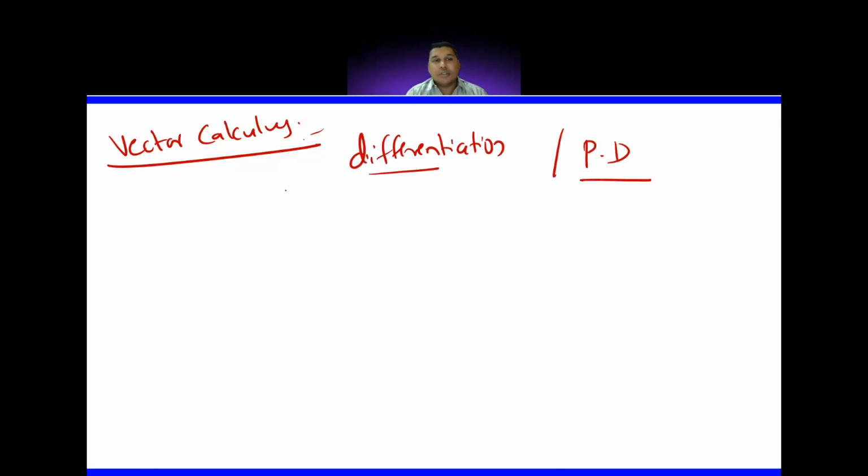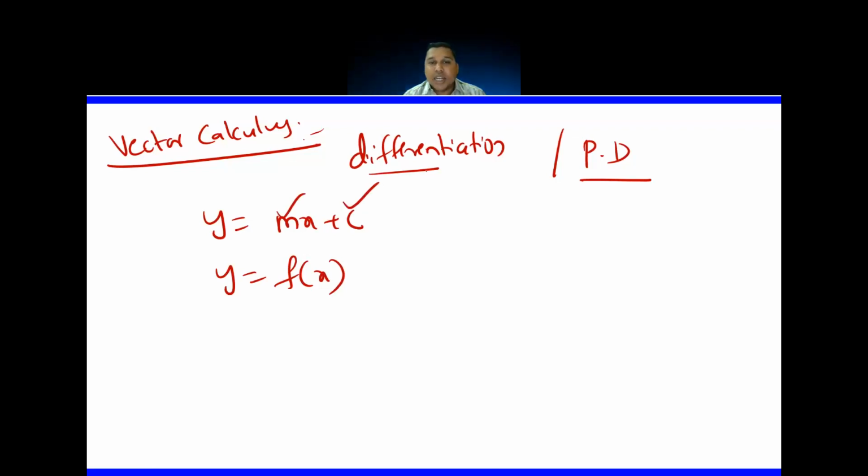We have been saying that regression is a function, right? y equal to mx plus c. It means y is a function of a variable x. So if you want to optimize the parameters m and c, you have to find the differentiation, which will help us in finding the optimized values for m and c, right? So when y is dependent on a single variable, then we apply differentiation.